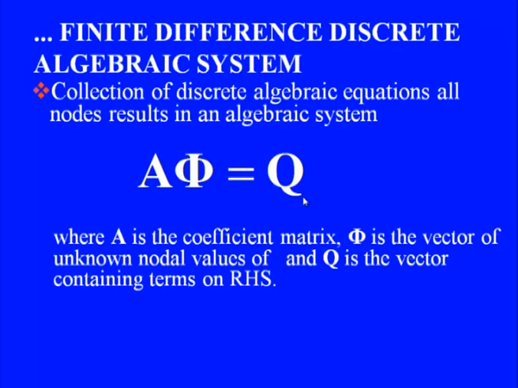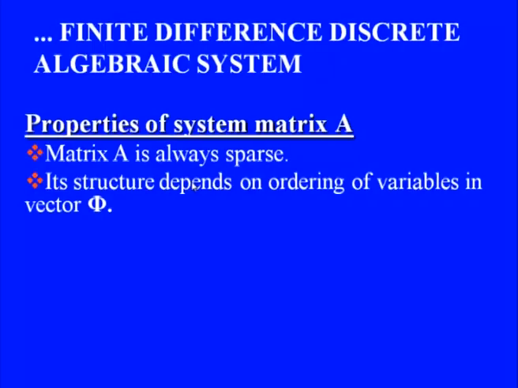Now, in the case of finite difference, and the same would be the case in finite volume and finite element techniques, this discrete system matrix A has some special properties. So, what are the properties of system matrix A which are obvious? The first obvious property is that matrix A is always sparse. There are non-zero entries only in a few places in the matrix. And as far as the structure of this matrix is concerned, it depends on the ordering of variables in the vector phi.